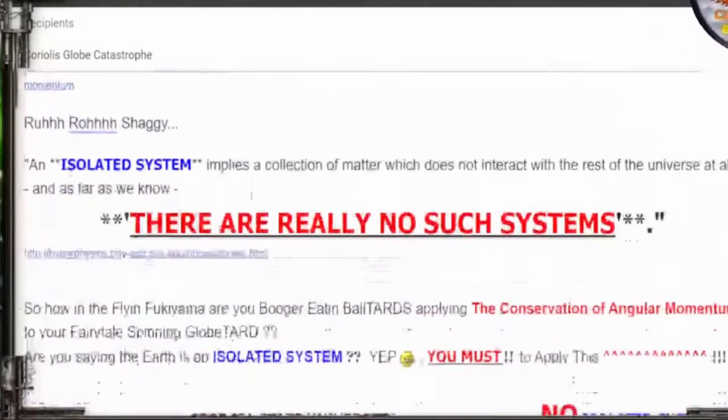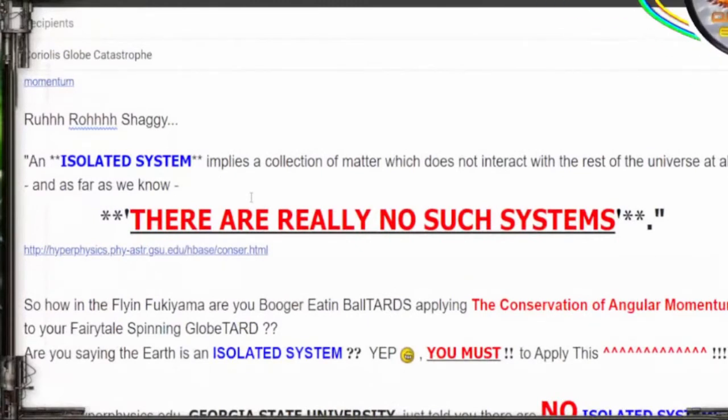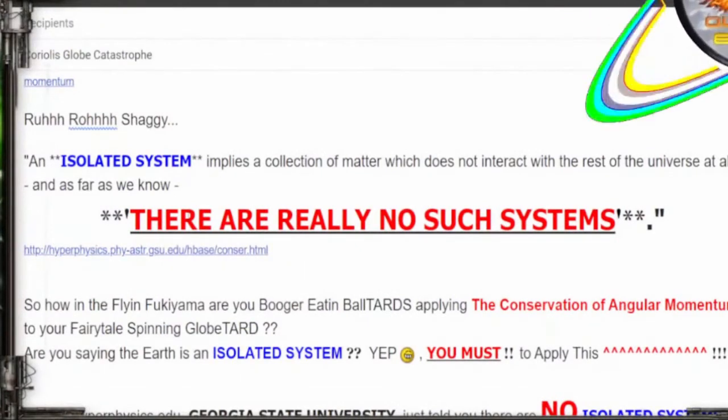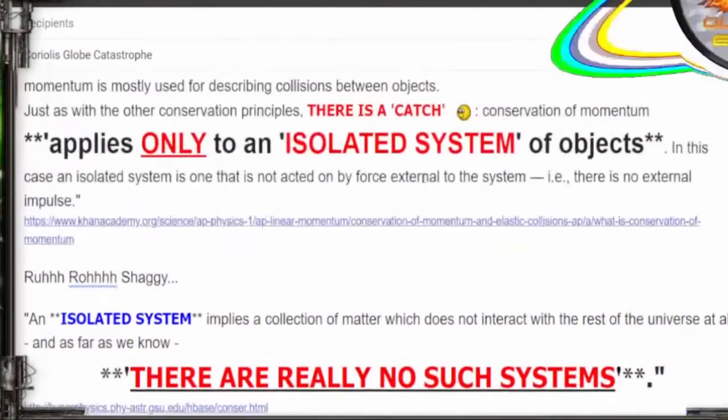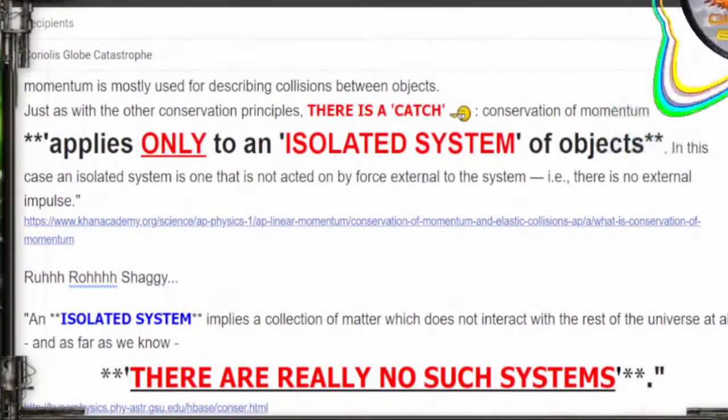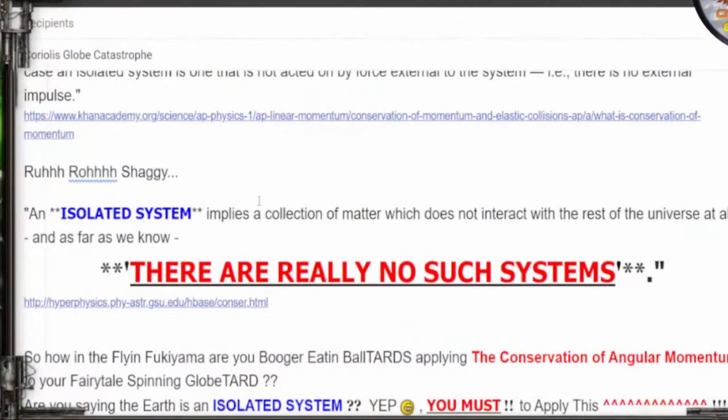Oh, man, this is good. Well, ruh-roh, Shaggy. From Hyperphysics, Georgia State University. An isolated system implies a collection of matter which does not interact with the rest of the universe at all. And like we already know that. We have to know that from the definition above, right? To invoke the conservation of momentum. But I digress. I'll say it again. An isolated system implies a collection of matter which does not interact with the rest of the universe at all. This is really important. And as far as we know, there are really no such systems.